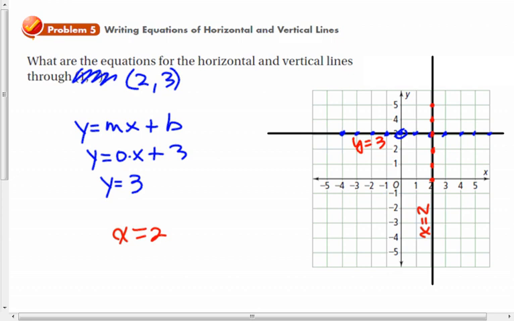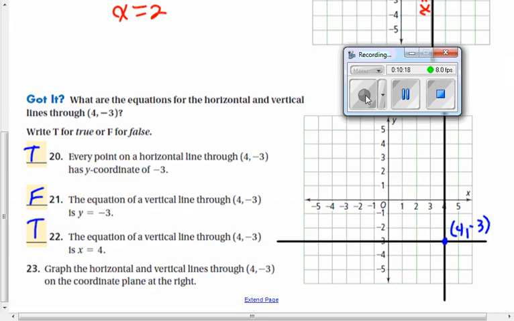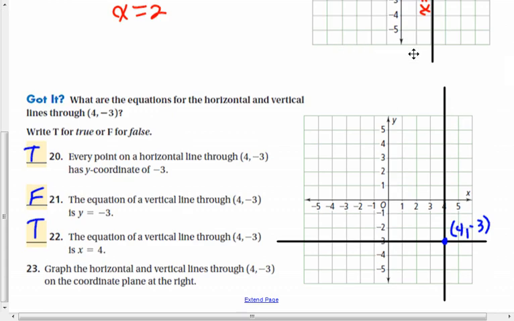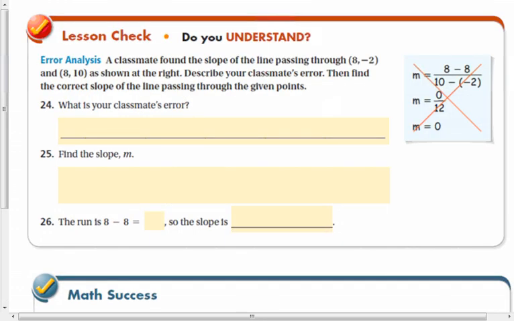All right. Go ahead and do the, got it? Okay, go ahead and do the lesson check, and we'll talk about that next time we meet in class.